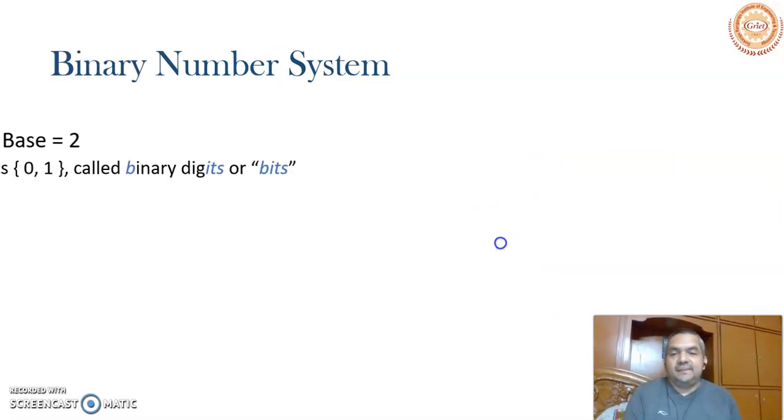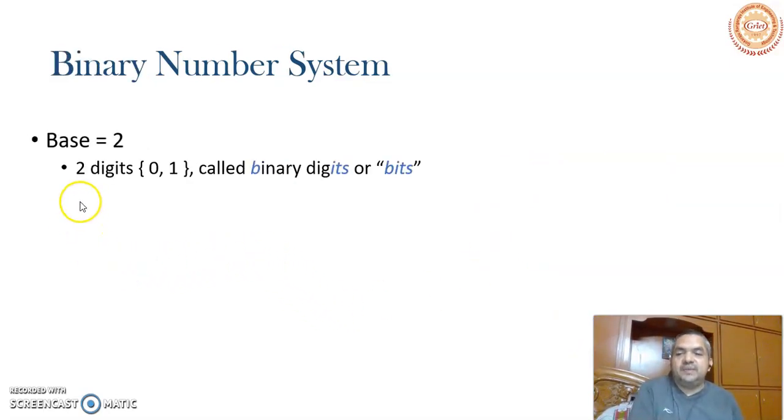To the base 8. Similarly, binary number system. In binary number system, base is 2, means I am having only 2 digits, 0 and 1. So these are called as binary digits or bits. So the word bit is like this, binary digit.